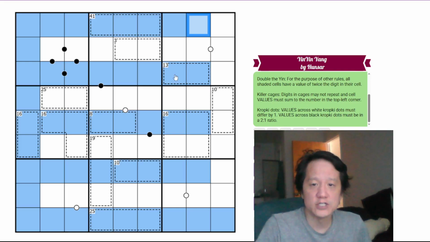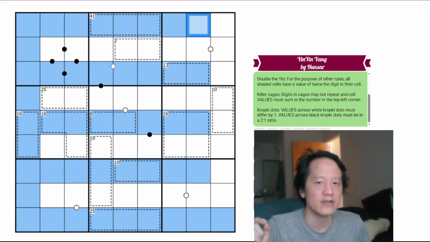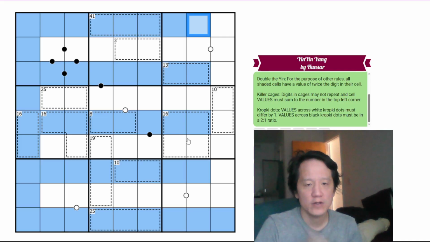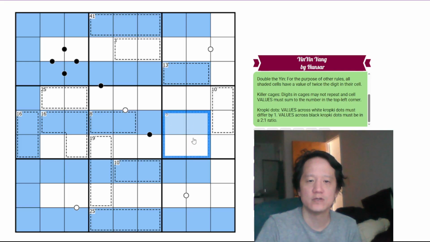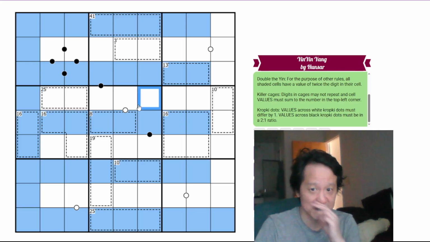For killer cages, digits in cages may not repeat, and cell values must sum to the number in the top left corner. So for these 4 digits, the cell values must sum to 16. For these 2 digits, the cell values must sum to 10. For these 2, the cell values must sum to 25, etc.